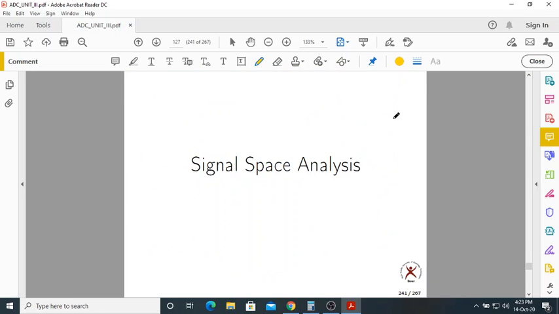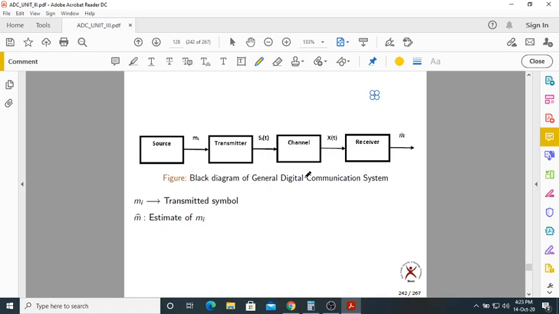So let me start another topic in the same third unit, that is called signal space analysis. Here, what is that? Now, here we'll try to study the signal space of the communication system. Signal space in the sense of geometric space. Now here we have a source which emits symbols m_i: m1, m2, m3, and so on. It emits some symbol every T_b seconds.